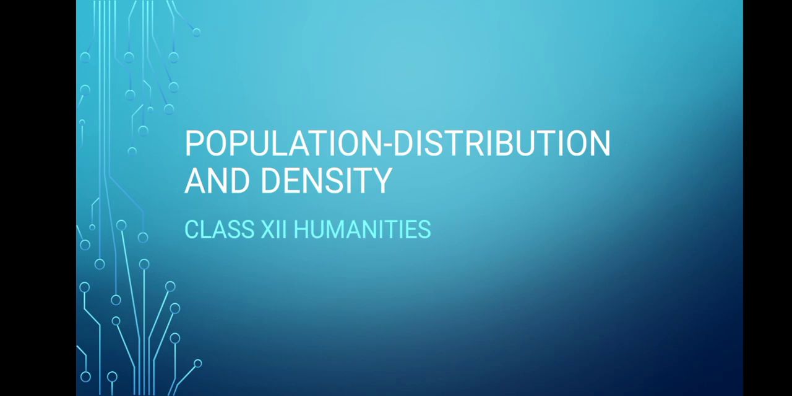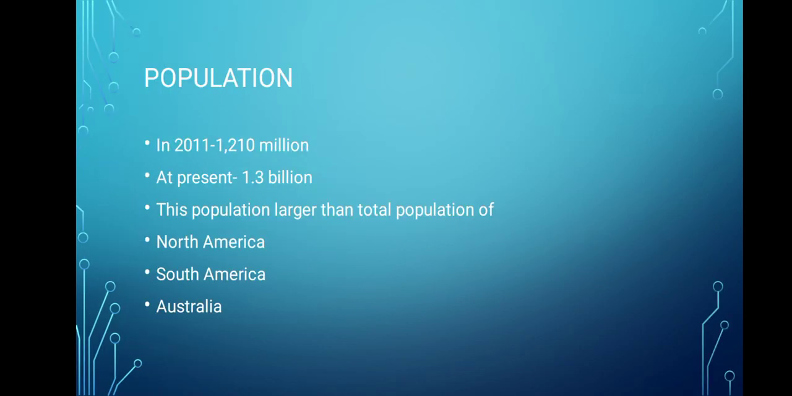In 2011, the population of India was 1,210 million, while at present it is approximately 1.3 billion. This population is larger than the total population of North America, South America, and Australia. So it was considered a big liability for a nation.